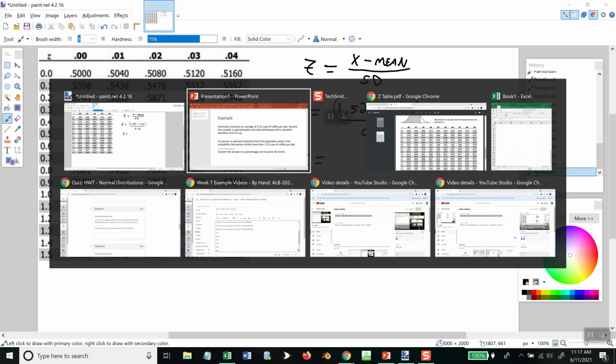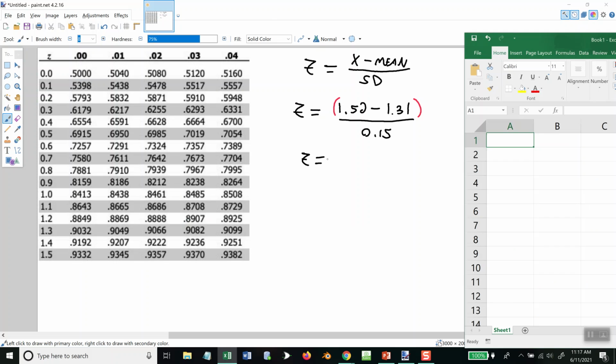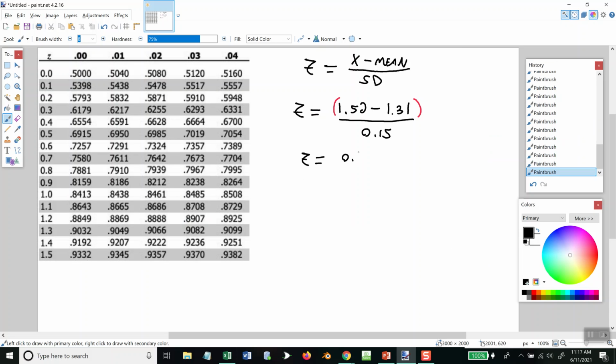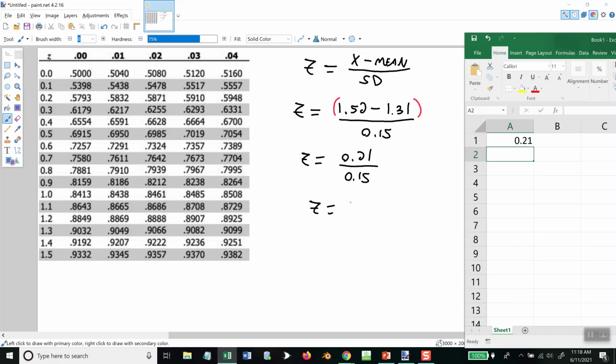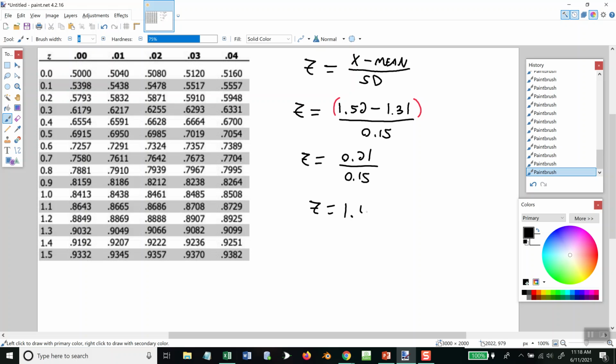So 1.52 minus 1.31 gives us 0.21. So then I'll divide those two numbers. 0.21 divided by 0.15 gives us 1.4. Remember, 1.4 is the same as 1.40.